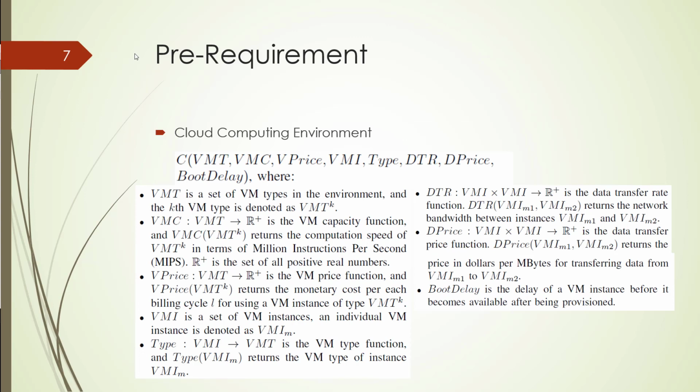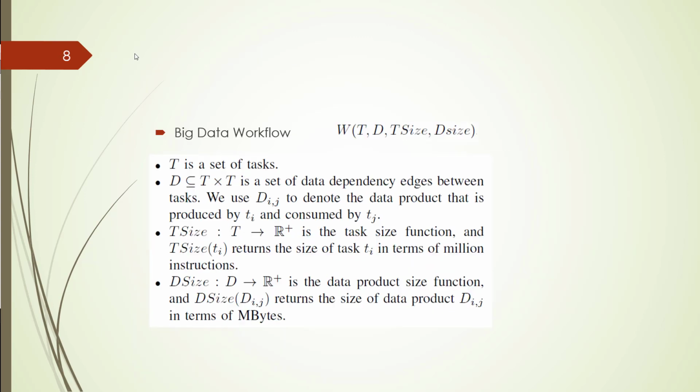After defining the cloud computing environment, now we can define a big data workflow. What is a big data workflow? A big data workflow is another tuple that we can define as W of T, D, T size, and D size. The T is a set of tasks, and the D is a subset of the Cartesian product of T, that is the set of data dependency edges between the tasks.